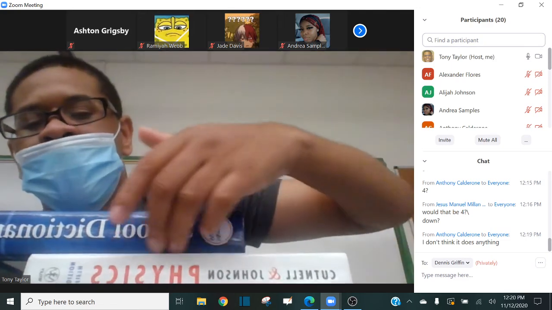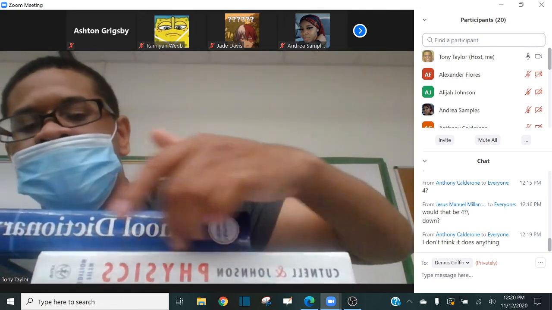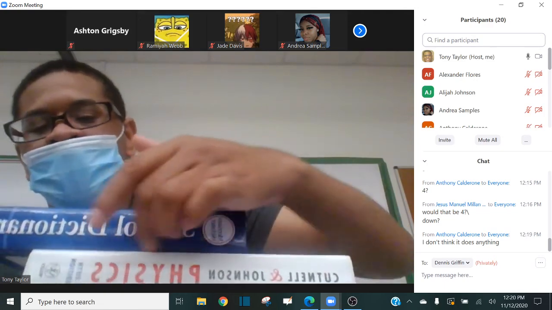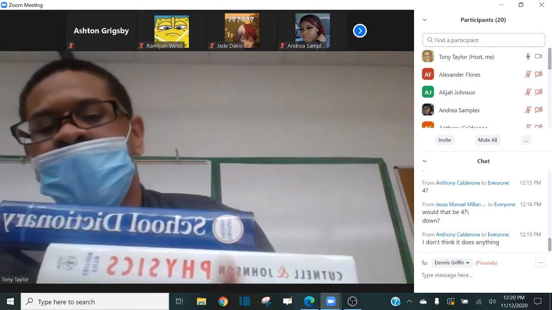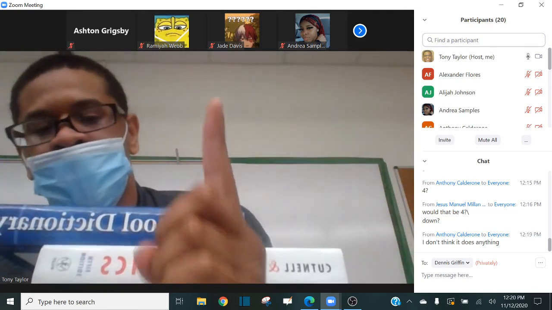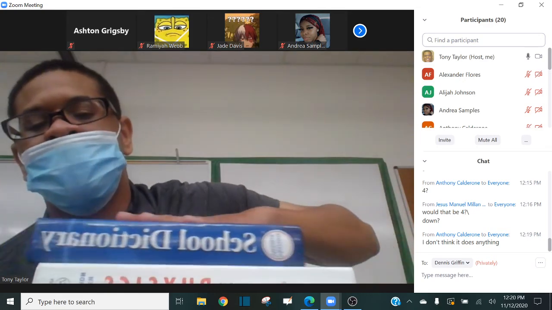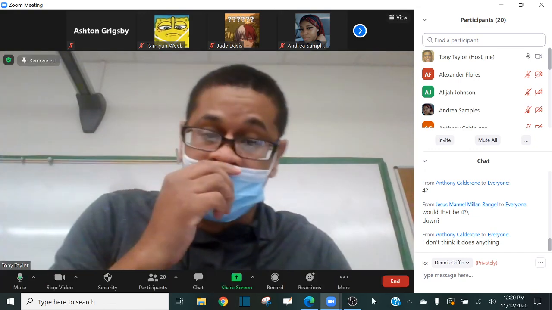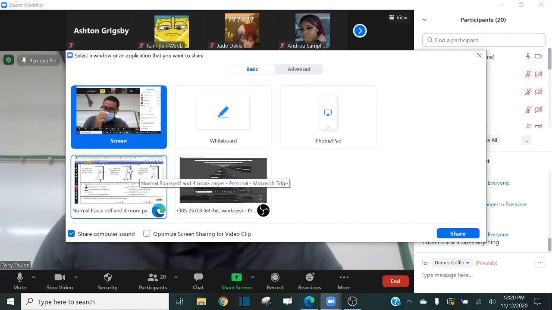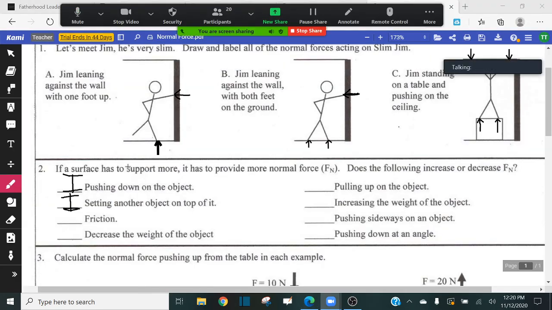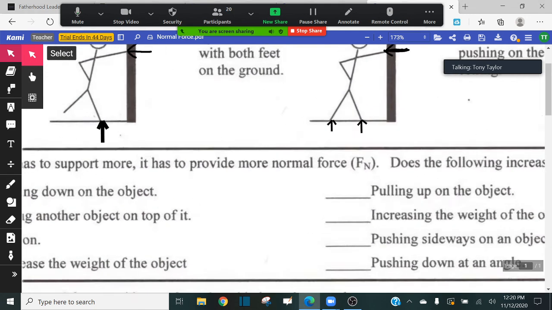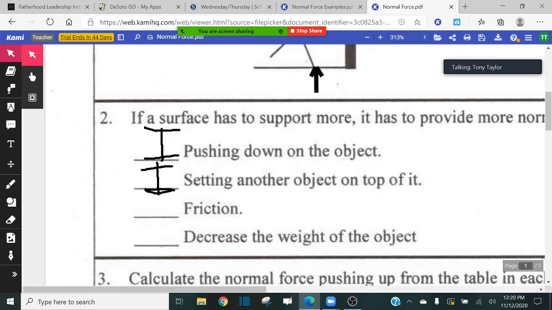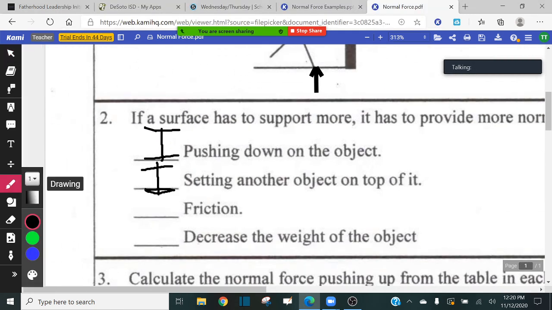So it turns out that any force acting in the horizontal direction won't have any impact on any force acting in the vertical direction. So friction does nothing at all to the normal force. Friction has no impact on the normal force. So I'm going to put an N there for nothing. Friction does nothing to my normal force.